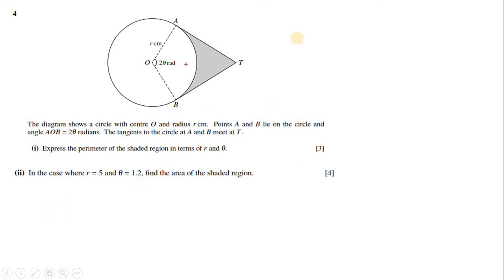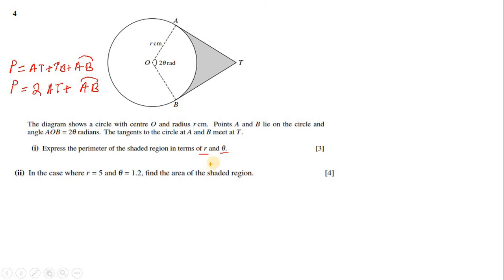Just for your reference, I'm writing here, the perimeter is basically AT plus TB plus arc length of AB. So if we're able to find these three lengths, we can find the perimeter. And in this case, because these two are tangents from the same point, the lengths of AT and TB will be the same. So you can say twice of AT plus arc length of AB. So this will be the perimeter that we need to figure out in terms of r and theta.